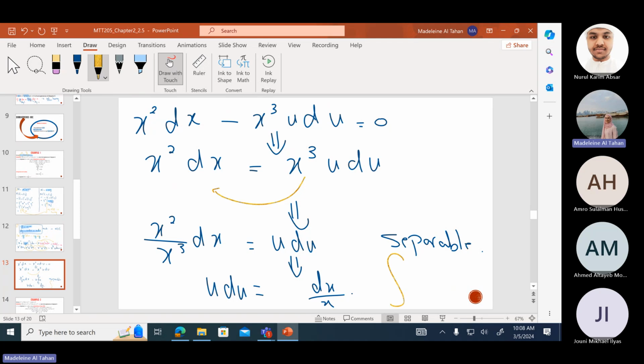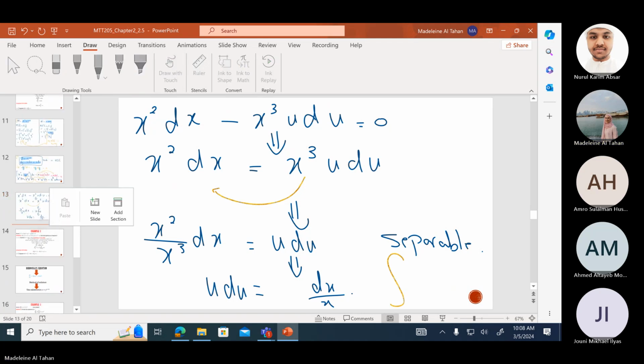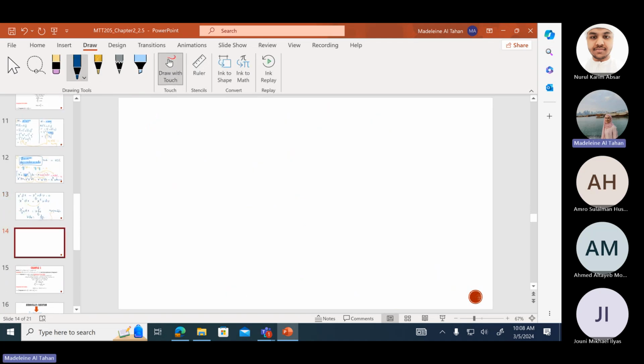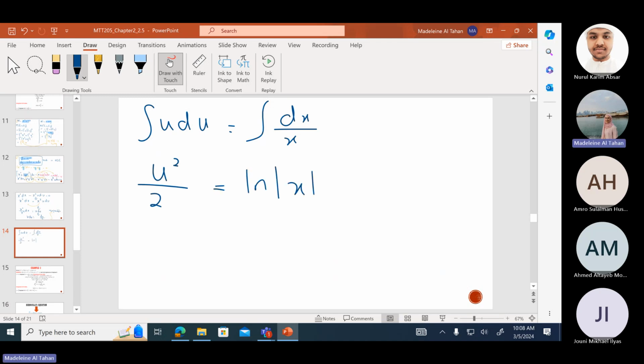We got this one now. What do we need to do? Integrate, right? So u du is equal to the integral of dx over x. U du, what's the integral of that? And this one, then ln absolute x, and we need a constant. Usually the constant, we put it with the independent variable x.